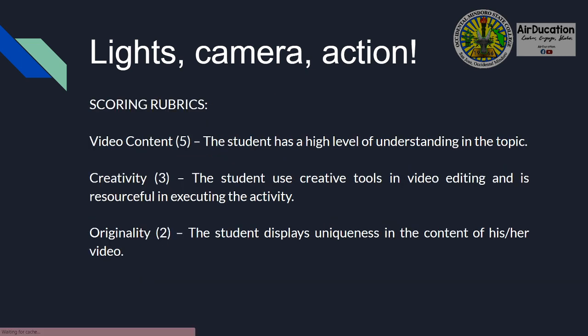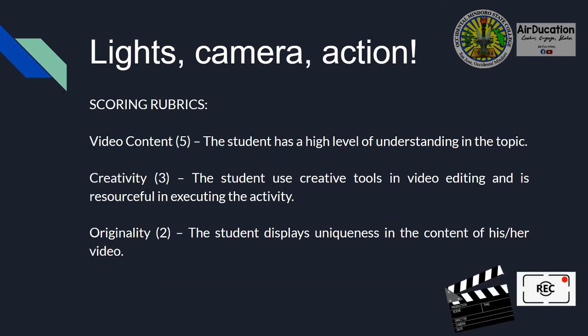Happy learning! So this is the scoring rubric. Video content: 5, the student has a high level of understanding of the topic. Creativity: 3, the student can use creative tools in video editing and is resourceful in executing the activity. And lastly, originality: the student displays uniqueness in the content of his or her video.